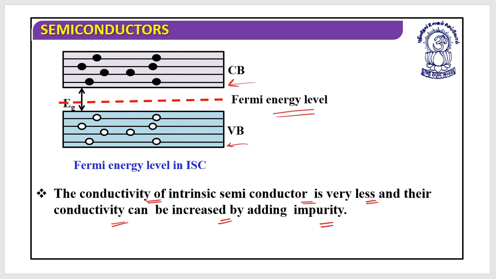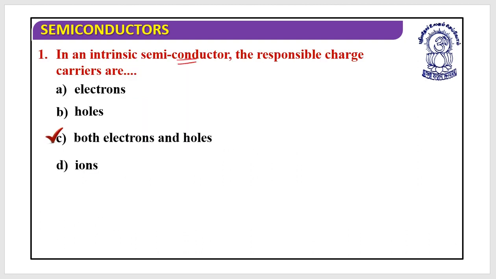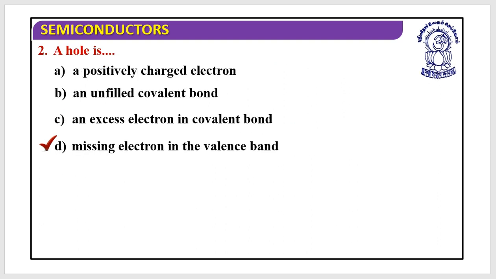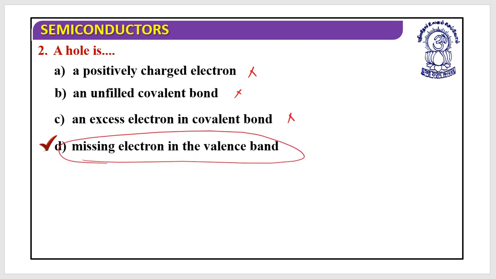Now let's look at certain quick questions. First, in an intrinsic semiconductor, the responsible charge carriers, are they electrons only? No. Holes only? No. They are both electrons and holes, because for the semiconductors it was the case of Nh equals Ne. Second, a hole is a positively charged electron? No. An unfilled covalent bond? No. An excess electron in a covalent bond? No. It's a missing electron. Yes, it's basically a deficiency of electrons in the valence band. That is what we call a hole.